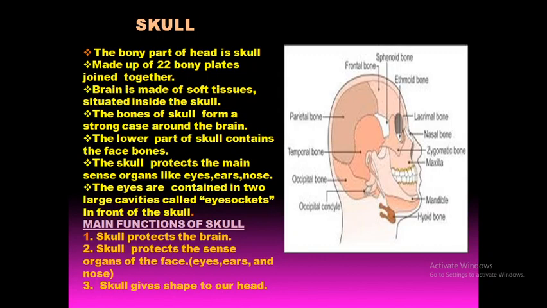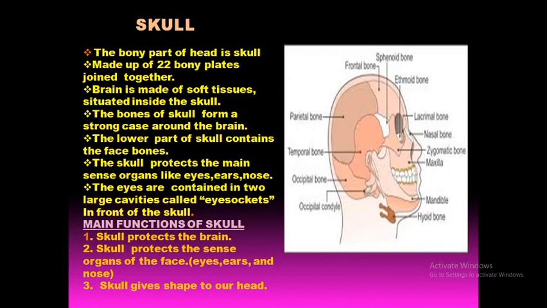The lower part of the skull contains the face bones, which include the nose bone. So in the picture you can see the lower part of the skull which contains the face bones and also the nose bones. Our face has sense organs. So what are the sense organs which are present in our face? You know, this is the eye, then these are the ears, then this is the nose.